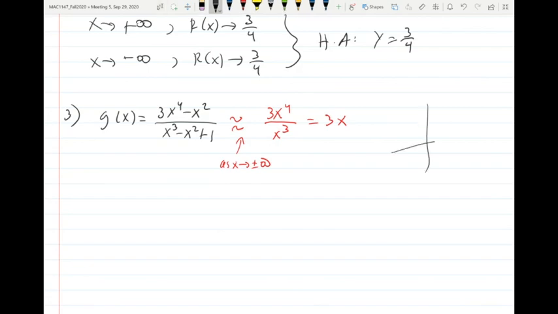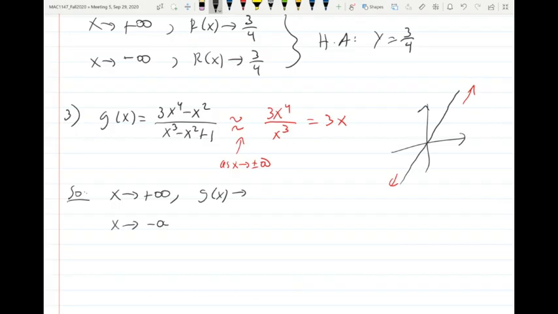So in particular, what do we know about 3x? What's the end behavior? 3x is a line like this. So the end behavior is this way. Okay, so for the end behavior, when x approaches positive infinity, I want you to tell me what happens to g, and when x approaches negative infinity, I want you to tell me what happens to g. So when x approaches positive infinity, what can we say about the function g? What does it approach?